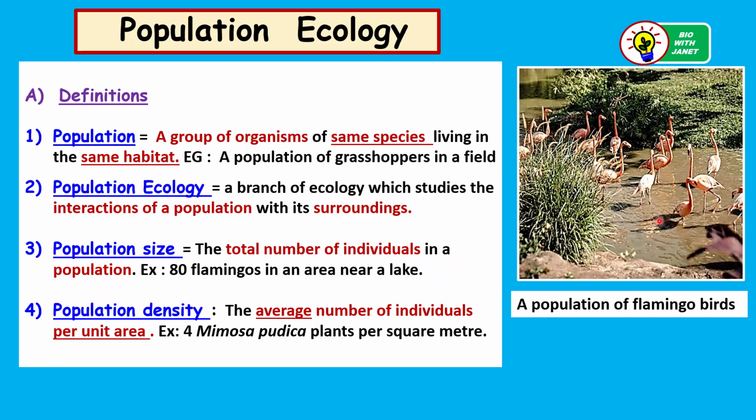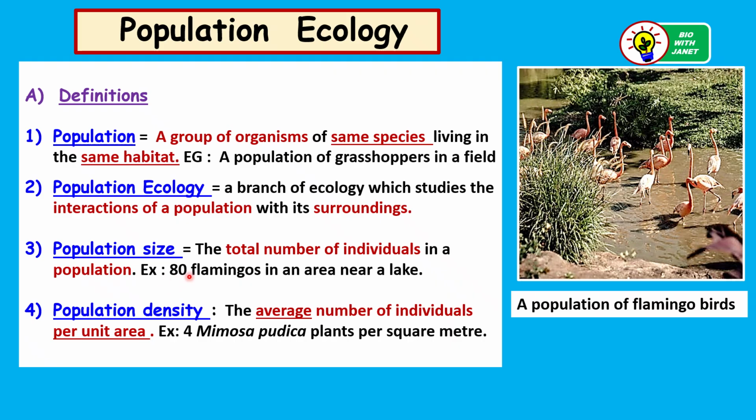Or as seen in this picture, a population of flamingos, which are pink birds, living near a lake or a river mouth. So population ecology is a branch of ecology which studies the interactions of a population with its surroundings. For example, the flamingos here will interact with one another and also with their environment or surroundings. They will interact with the water, the plants, and the land.